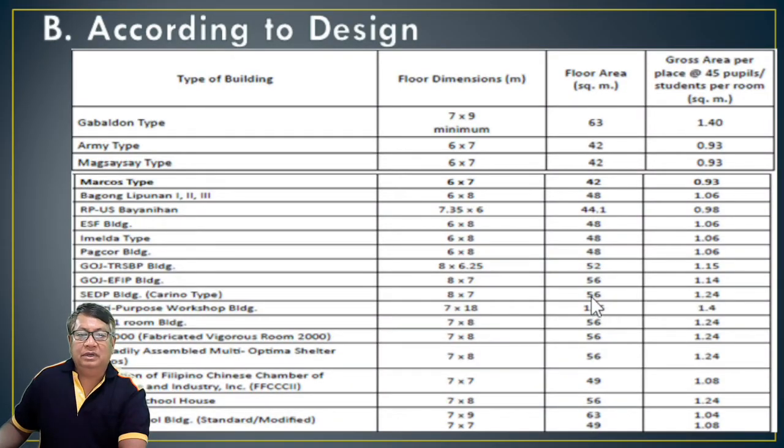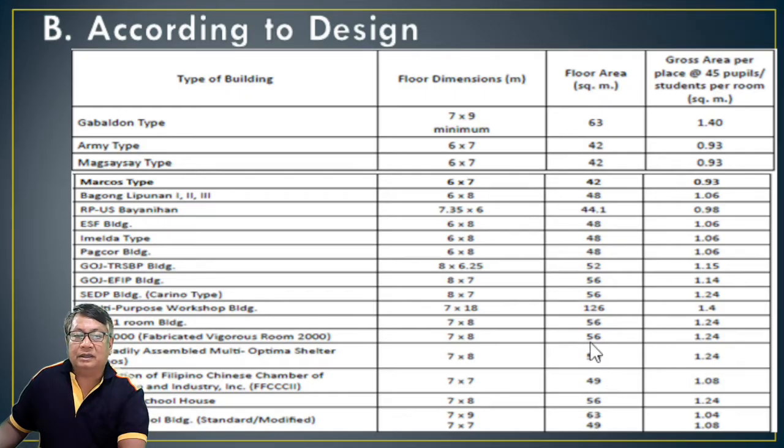According to design, we have several types of buildings. We have the Gabaldon type, Army type, Magsaysay type, and so on. Floor dimensions are specified for each. For example, for the Gabaldon type we have 7 by 9 meters. For the floor area in square meters, the Gabaldon has 63, and so on.